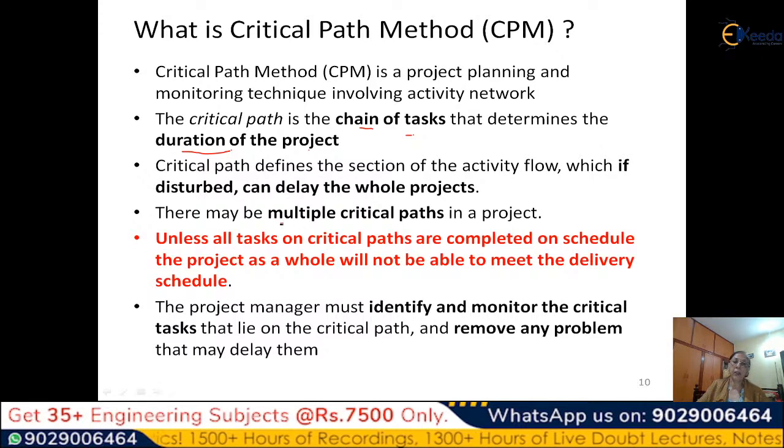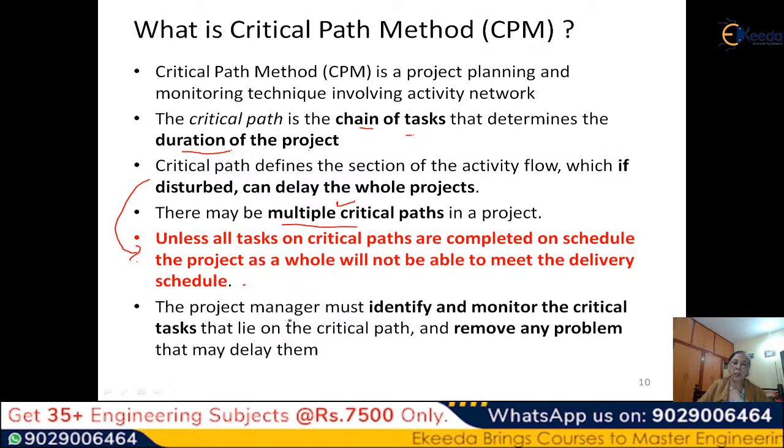There may be multiple critical paths. This is a question sometimes asked in the short questions. How many critical paths can there be? Is it a single one or multiple? You can have multiple critical paths in a project. In a large project which consists of hundreds of tasks, you can have multiple critical paths. Unless all tasks on the critical paths are completed on schedule, the project as a whole will not be able to meet the delivery of the schedule. This is basically the same as the earlier point.